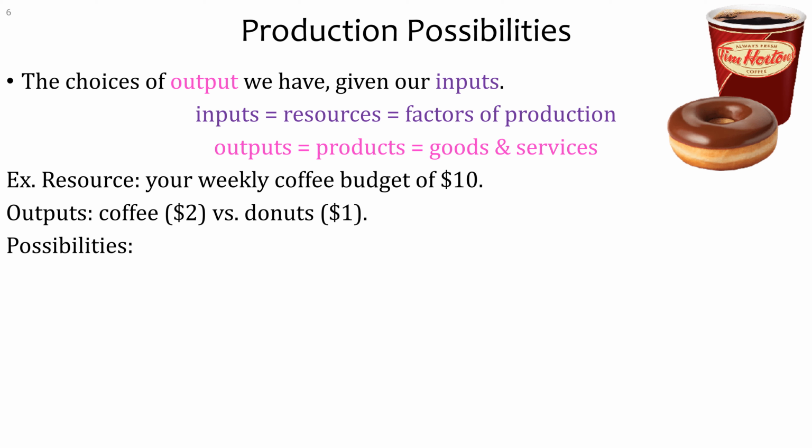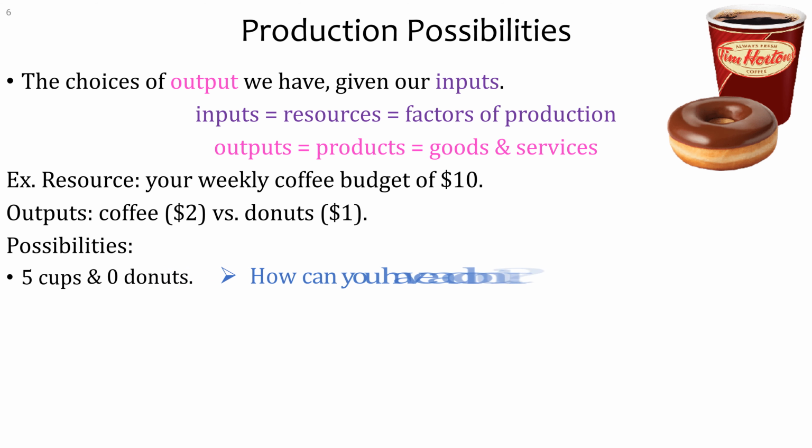So let's look at one case where you only buy coffee. If you spend your $10 on coffee, how many cups of coffee can you buy? If coffee is $2 and you have $10, how many cups of coffee can you buy per week if you spend your money only on coffee? Well, 10 over 2, that would be 5. Now, if you're spending all your money on coffee, how many donuts are you getting? Well, you're not getting anything because all your money has gone into coffee, right?